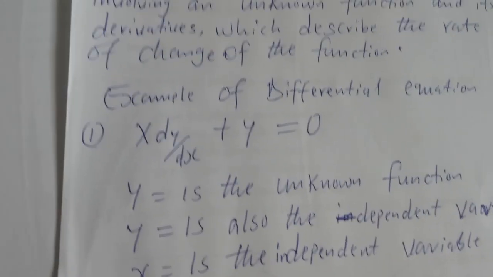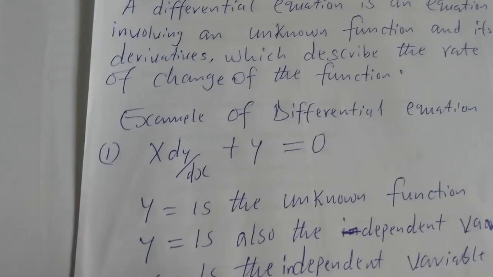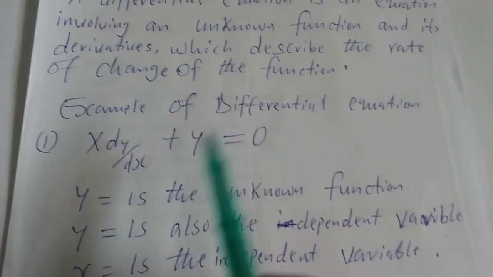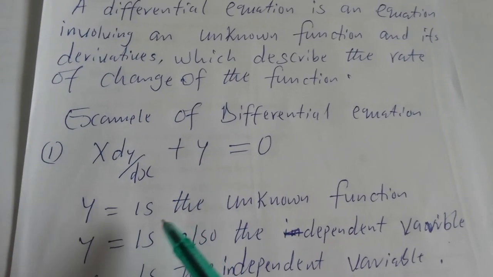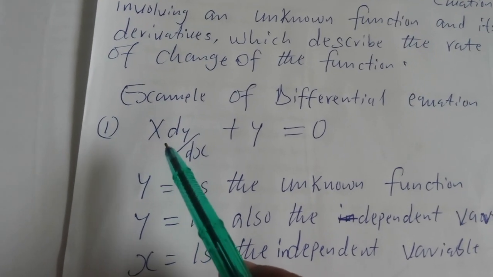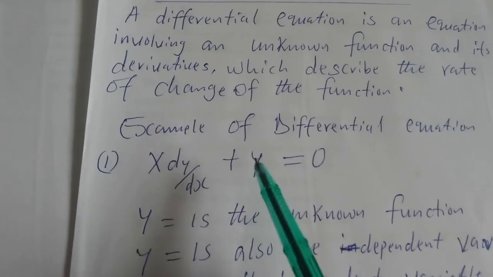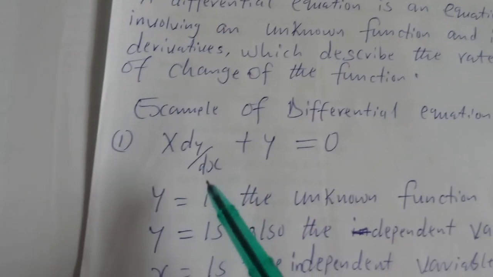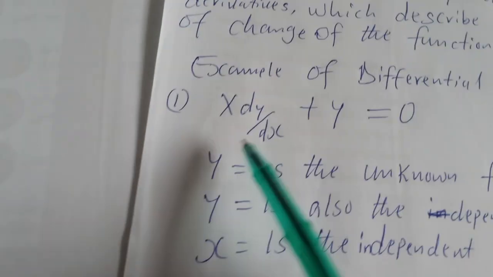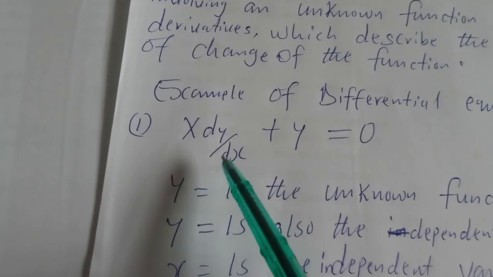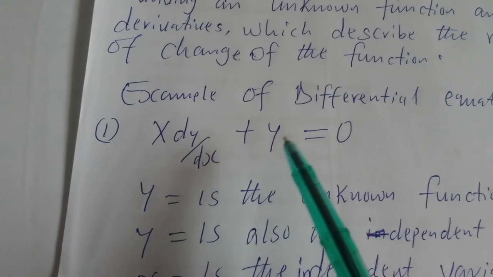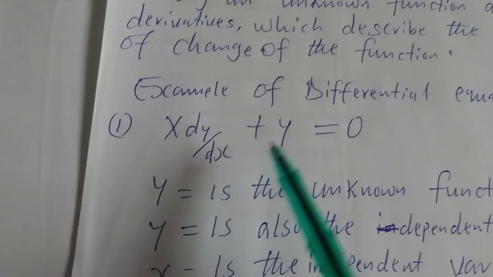So let's look at an example of this differential equation. Example 1: x times the first derivative, dy/dx, plus y equals 0. This is our first example. x times dy/dx plus y equals 0 is a differential equation.